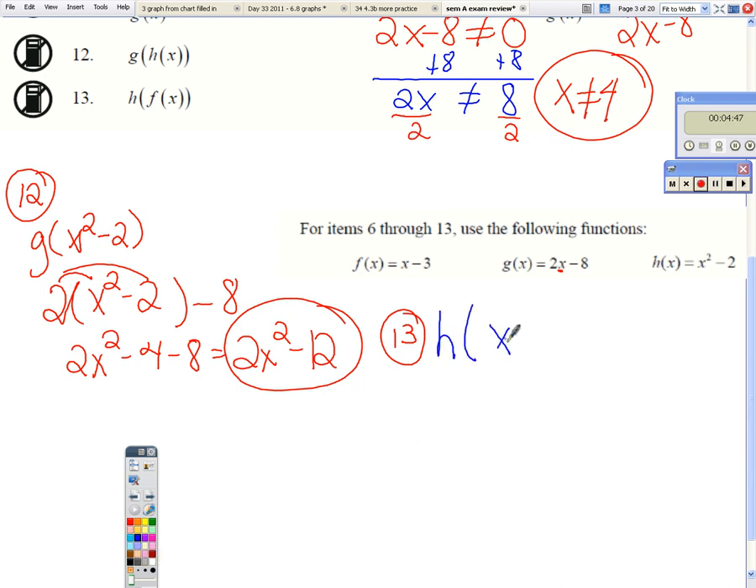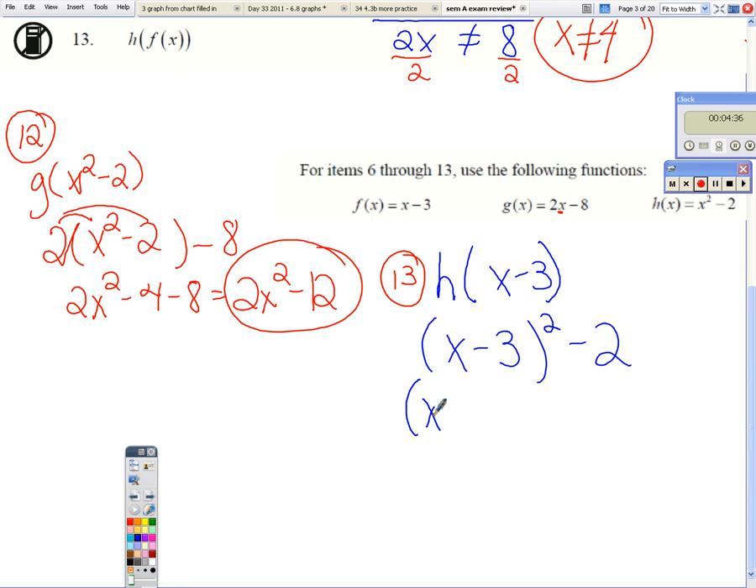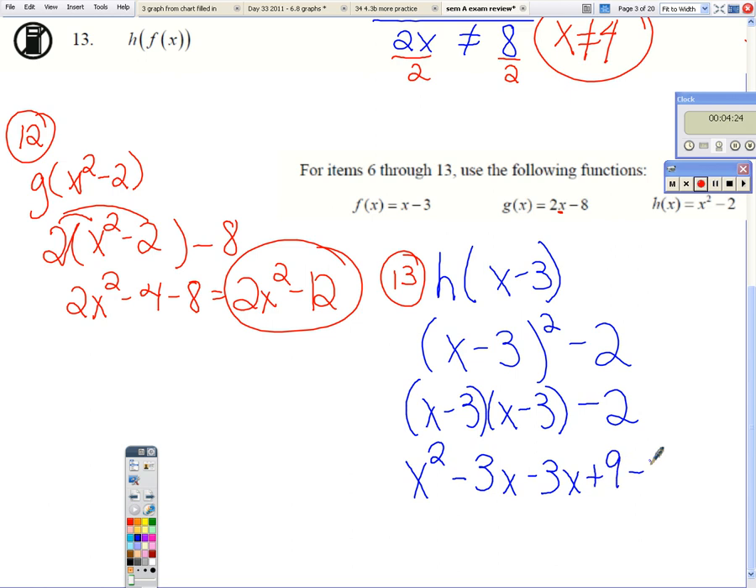We're going to use the same process for 13. H of f. So I have x squared minus 2. But instead of x, I need to put x minus 3. And then be really careful simplifying this. X minus 3 squared means x minus 3 times itself. So I'm going to distribute all the pieces together and combine like terms. And this is my final answer.